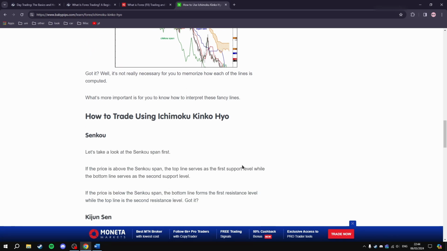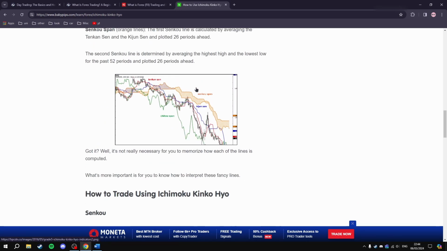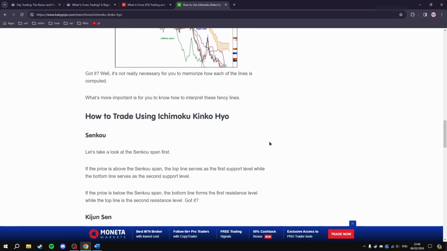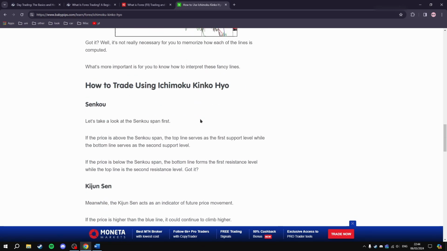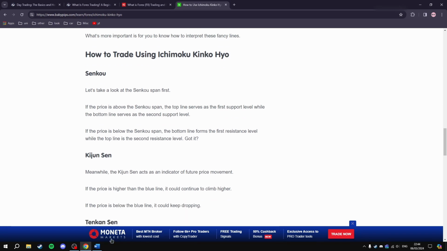If the price is above the Senkou span, so if the price is above here, the top line serves as the first support level while the bottom line serves as the second support level. If the price is below the Senkou span, the bottom line forms the first resistance level, and the top line is the second resistance level. But why are there two resistance levels though?